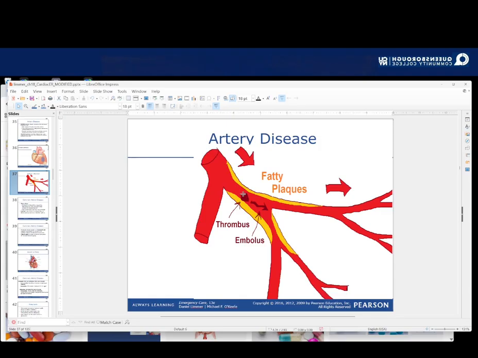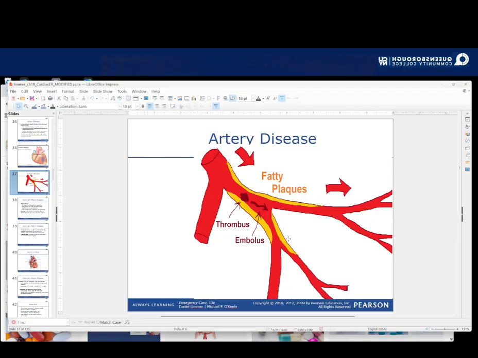Well, any piece that breaks off forms this rough surface, and then the platelets, the thrombocytes, when they bump up against any surface that they're not expecting, will activate and form a clot. So this piece of fatty plaque activates the platelets around it, and it starts to form a clot. When the clot is staying in place, it's called a thrombus. When the clot is traveling with the flow of blood, it's called an embolus.